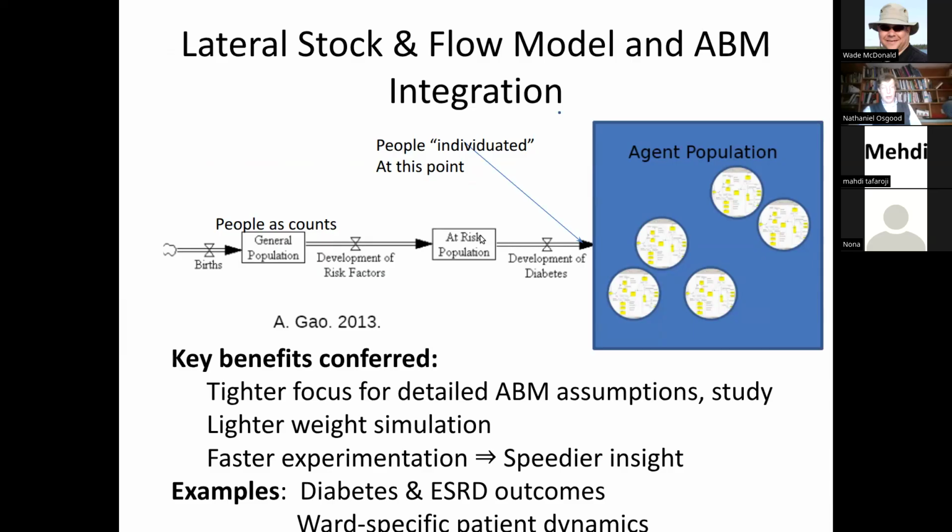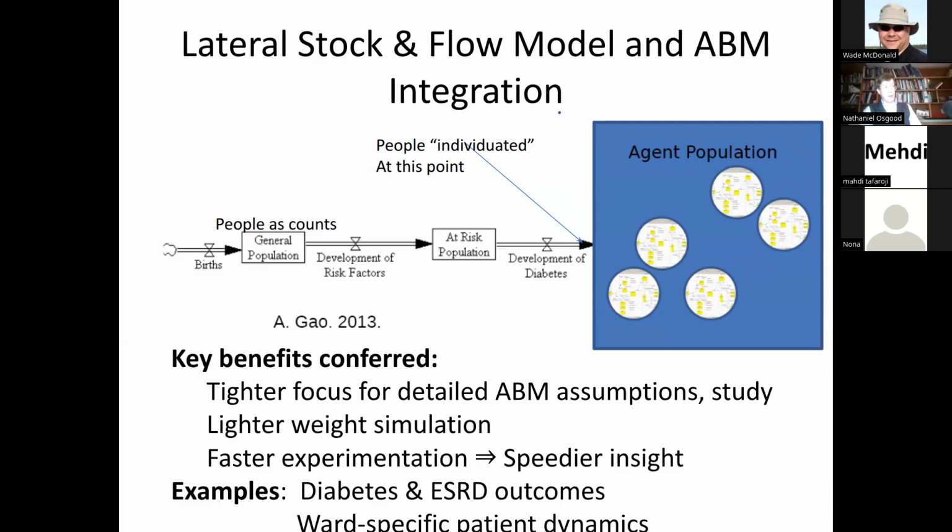We have a stock and flow model up here that's aggregate. Because it's aggregate, it carries economy of representation. It's very, very quick to run. We represent the large fraction of the population with this. Maybe it's 80%, maybe it's 90%, maybe it's 50%, but a large fraction does not need to be represented at an individual level.